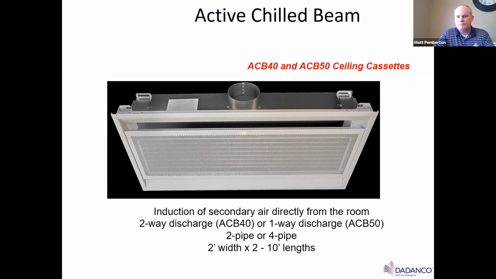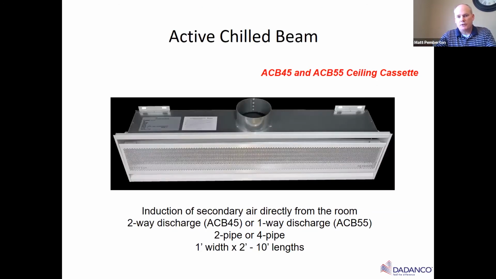So this is a 2 foot wide by 2, 4, 6, 8, maximum of 10 foot long, two-way distribution chill beam. Sometimes we might have a smaller area where this is the exact same style unit. We're still inducing air through that perforated panel on the bottom and distributing it out both sides of the chill beam, but this is now only 12 inches wide. So sometimes you may have an application with a small foyer or a small hallway. Maybe you want to put these all along the perimeter and make them one-way air distribution. You'll notice the second line down here at the bottom says two-way discharge or one-way discharge. One-way discharge simply means you're distributing air out of only one side of the unit.